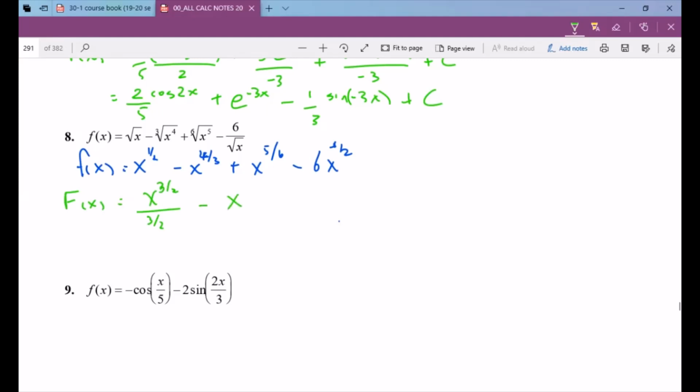x to the 4/3, we add 1 to that, gives me x to the 7/3 over 7/3. X to the 11/6, 11 over 6. And then this last one is going to be minus 6 times. We're going to add 1 to the exponent. We had negative a half there, so now this is positive 1/2.